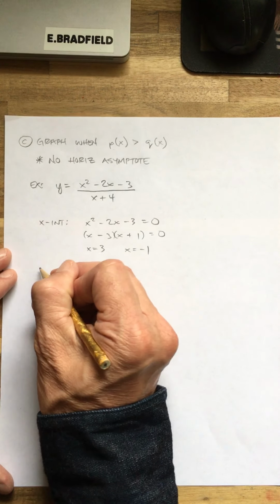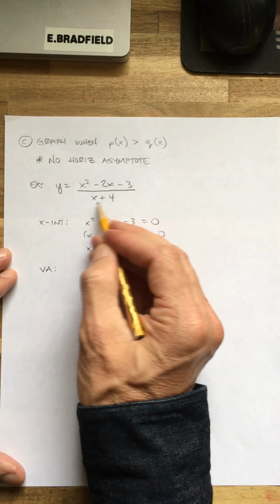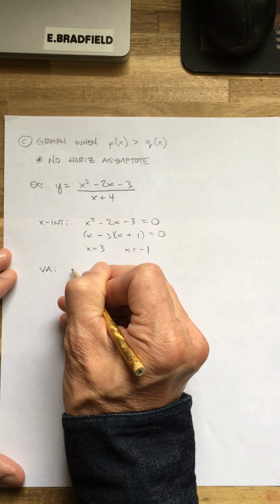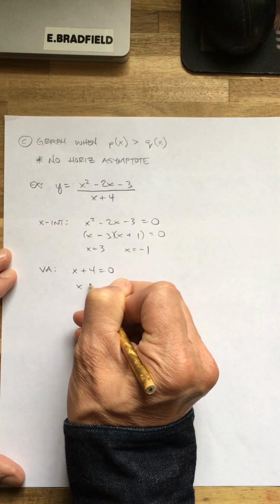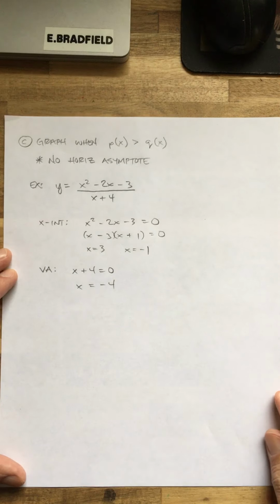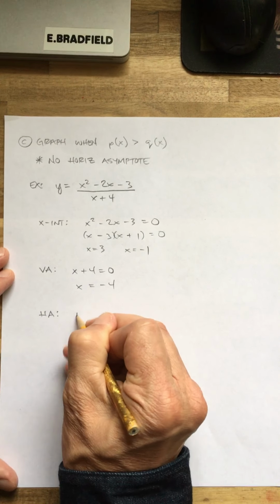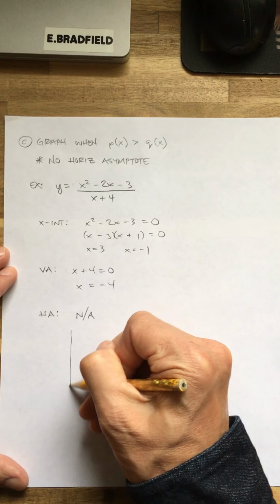All right, then we also have our vertical asymptote, and the vertical asymptote is going to be the denominator set equal to 0 and find what x is. So x plus 4 is equal to 0, so x equals negative 4. Okay, so that's our vertical asymptote. The horizontal asymptote, there isn't a horizontal asymptote. So now all I have to do is make my t-chart.